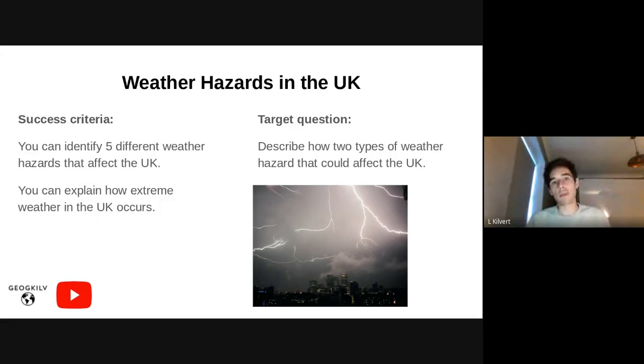And you've got an example there in that picture that's down in the bottom right hand side of a lightning storm. That's just one example of some of the many extreme weather events that can impact on the UK.